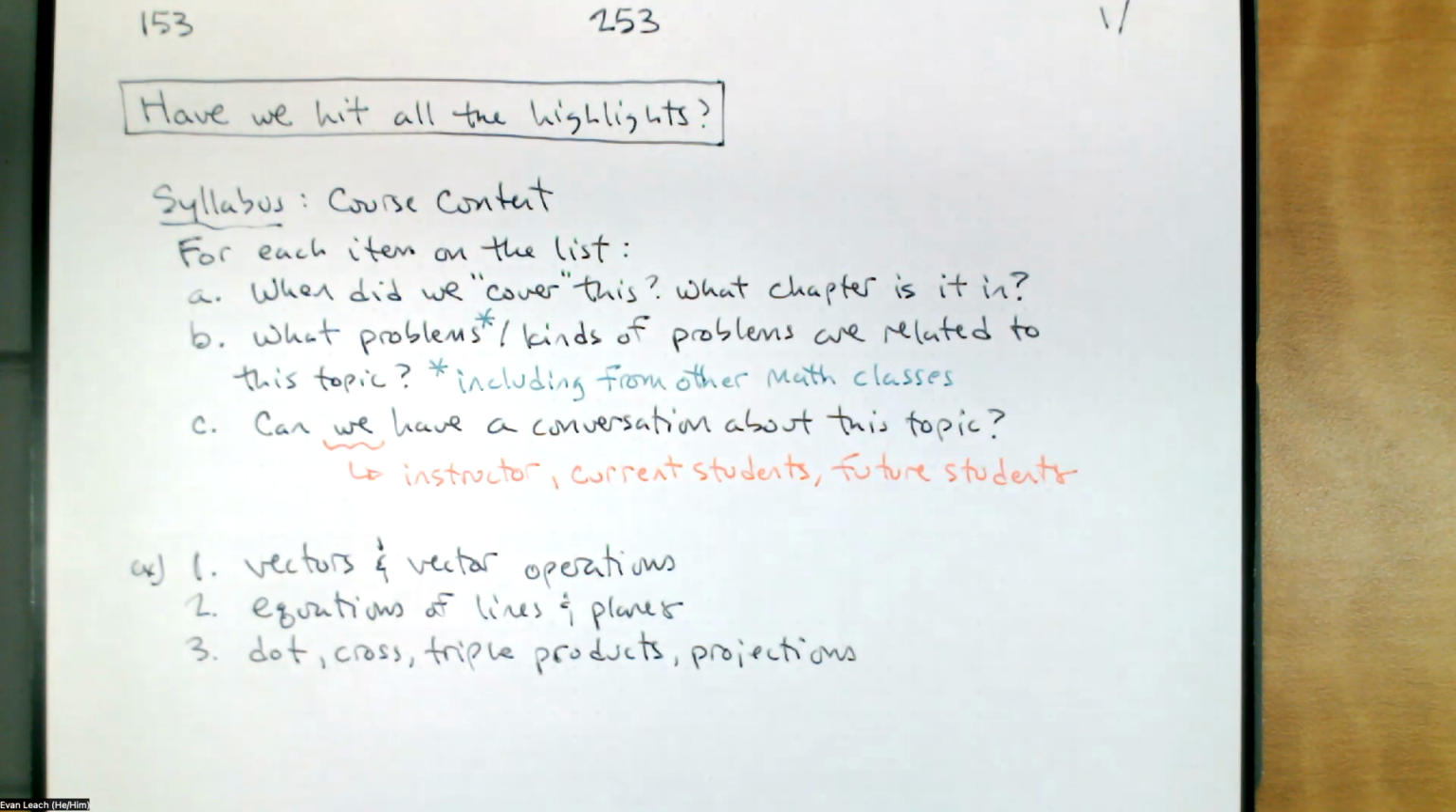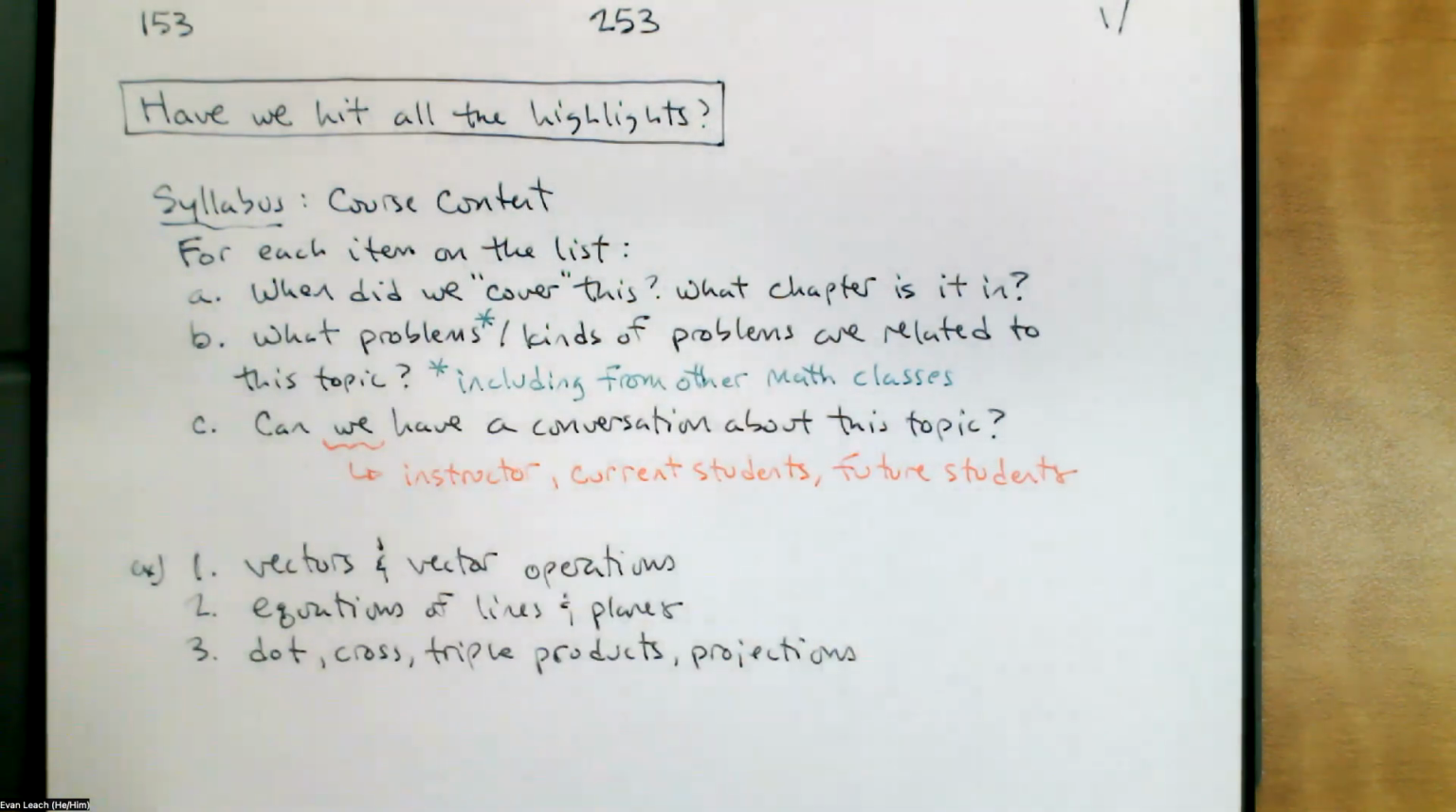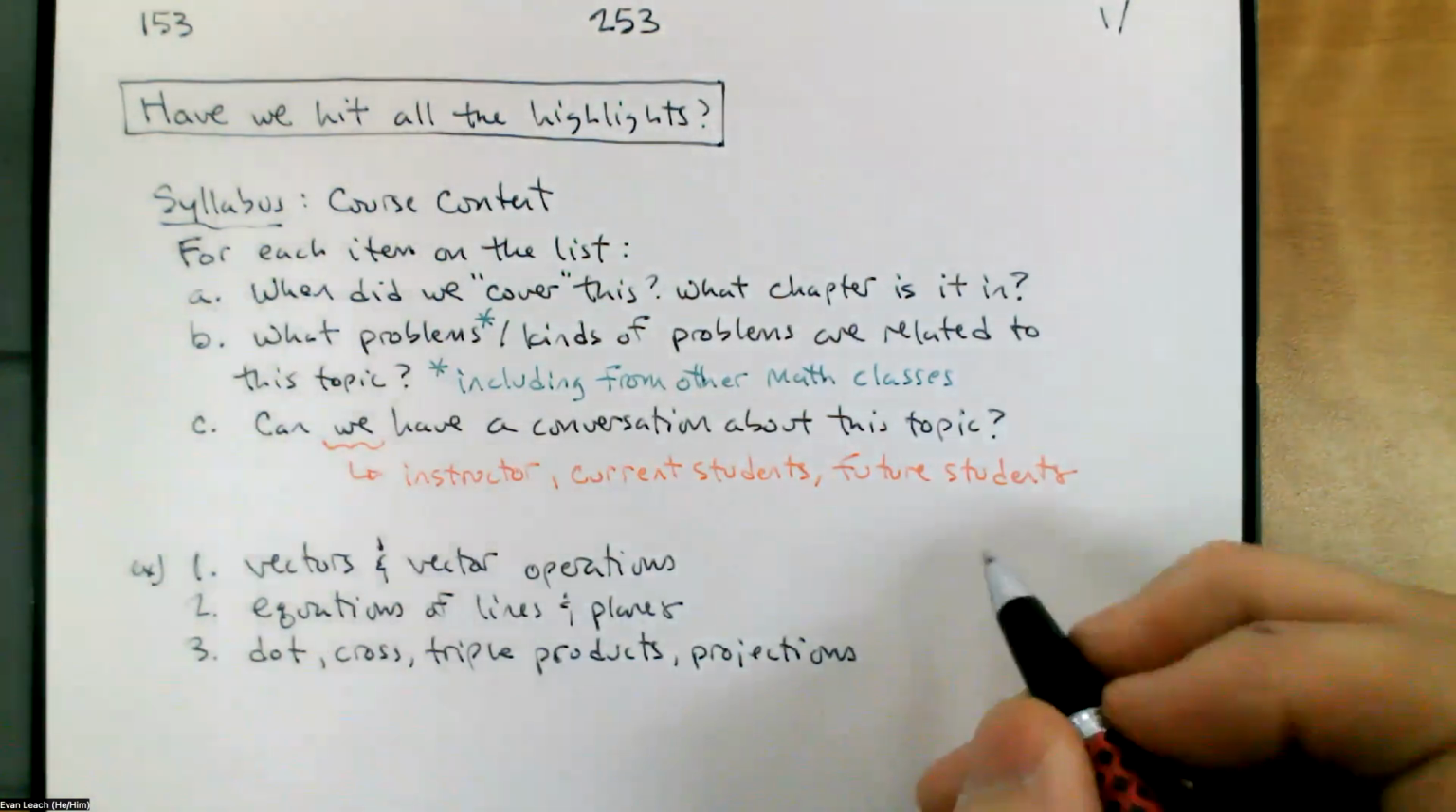So when did we talk about these things? This was kind of an easy one. I'm glad that we led with this one. This one started off in, for this particular book, this chapter was 13. This was chapter 13. This was vectors. So when did we cover this? Chapter 13, vectors.